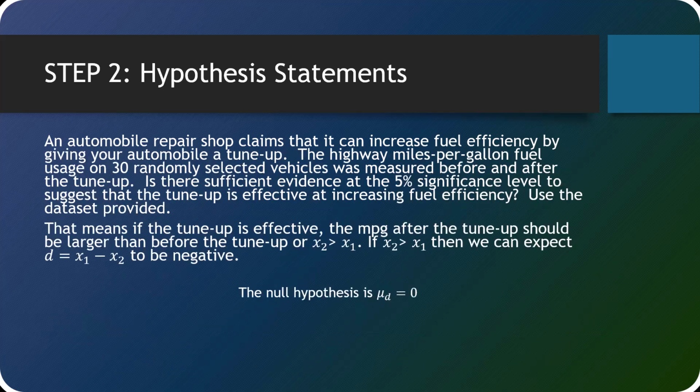And again, we already know that our null hypothesis is mu sub d is equal to 0, right? But if we expect x2 to be larger than x1, and we're defining our difference as x1 minus x2, so we have a smaller number minus a bigger number, then we expect our mean difference to be negative. So that means our alternative hypothesis is that our mean difference is less than 0. And again, that would be an increase in the miles per gallon.